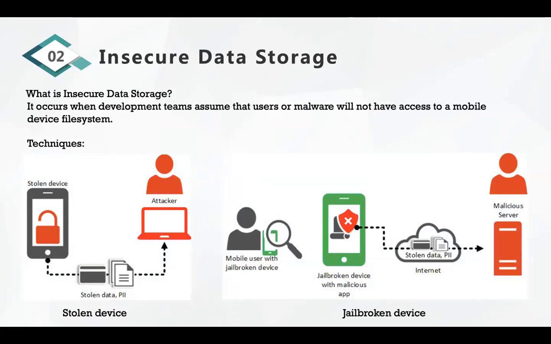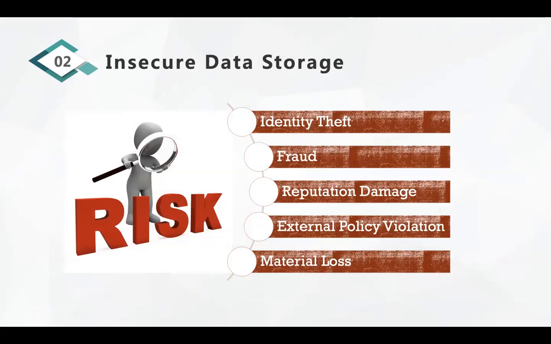We can see from the images, two techniques are adopted by the attacker to get the data. The first one is through stolen devices. The attacker can steal data from this device directly. The second one is through jailbroken devices. In this way, the malicious application can steal the data on the mobile device and send it back to the server. This vulnerability can cause very serious damage: identity theft, fraud, reputation damage, external policy violations, and material loss.